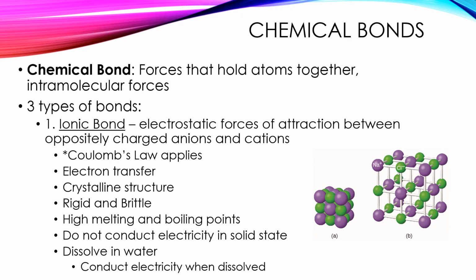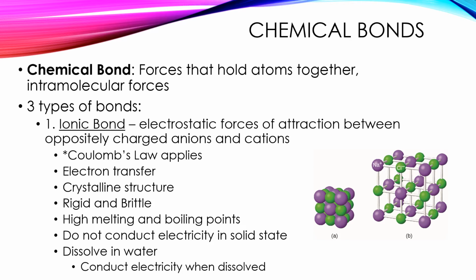So this is where we're really thinking about Coulomb's law. This involves electron transfers. This isn't new to anyone. We're not sharing, like we just talked about in the previous slide. The electronegativities are so different that one of them is going to gain the electrons and the other is going to lose them, hence our cations and anions. They're going to form these crystalline structures. And that's because we've got these opposite charges that are attracted to one another.